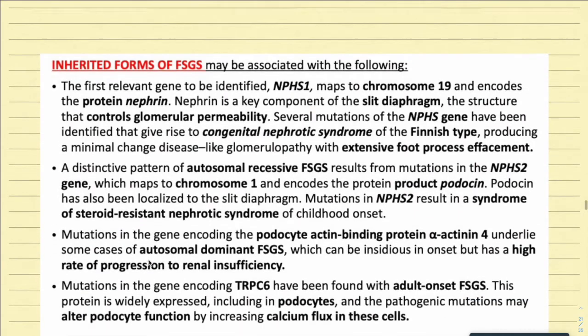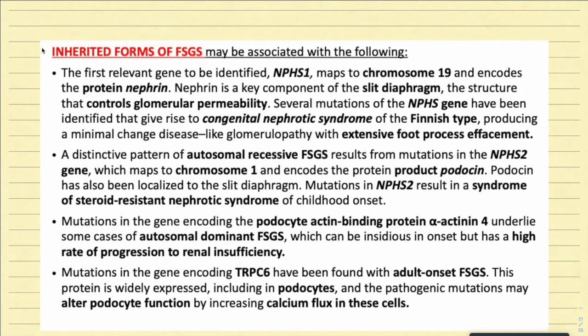Now, very importantly, the other type, the inherited form, which was the fifth important type of FSGS, I will come to in between. Now here there are certain MCQs. One of the important relevant genes of the slit diaphragm is nephrin, which is encoded by a gene called NPHS1, present on chromosome number 19.